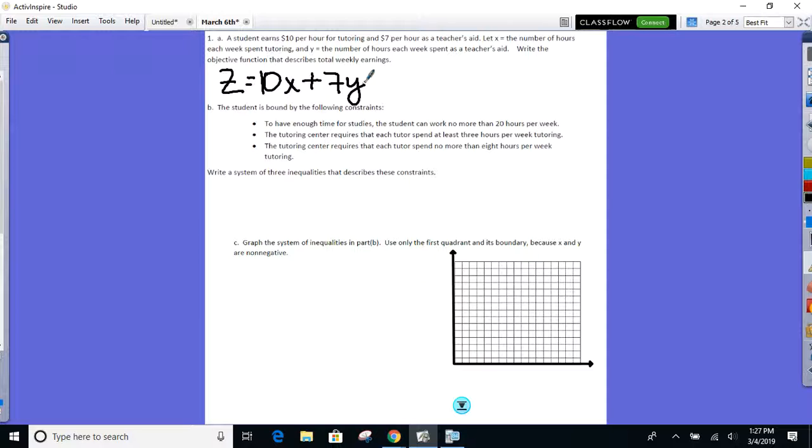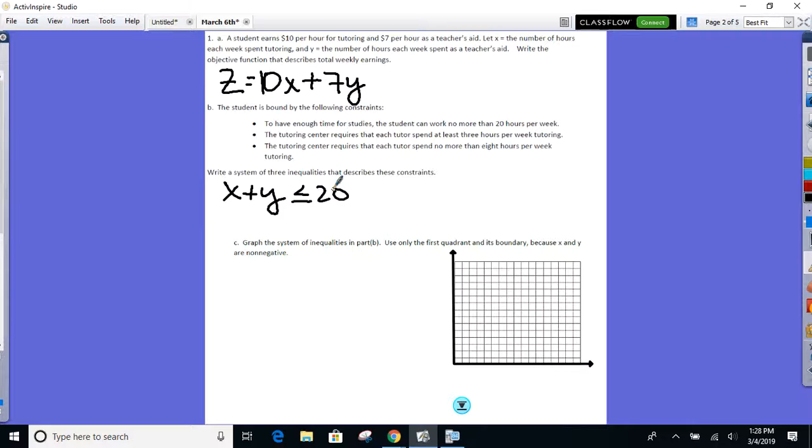Here come the restrictions, aka your inequalities. First one, to have enough time, the student can work no more than 20 hours a week. What's the inequality going to look like? You cannot work more than 20 hours a week. X plus Y, no more than, less than or equal to 20. Nice job, kiddos.